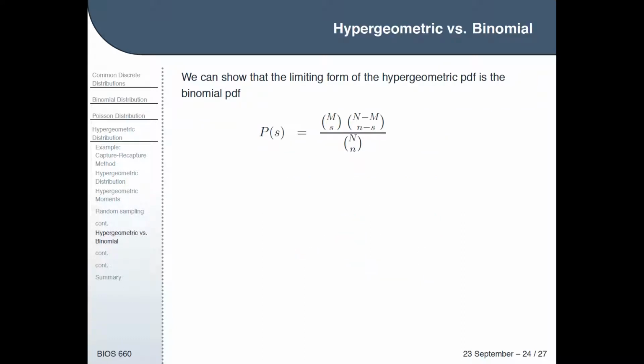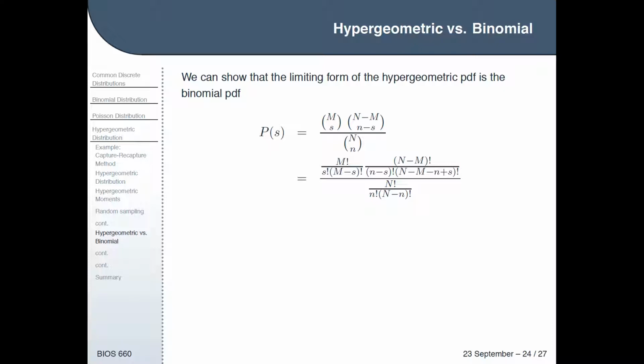The more important point here is that now we're going to show that the limiting form of the hypergeometric probability mass function is just the binomial probability mass function. I should probably change PDF to PMF in this slide to be consistent with the notation I've used elsewhere, although PMF and PDF are often used interchangeably for discrete distributions.